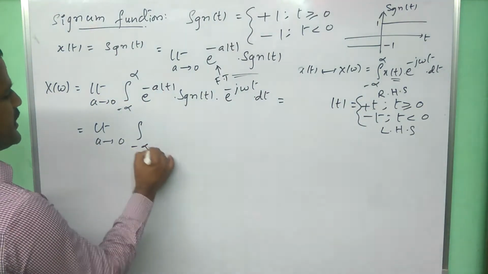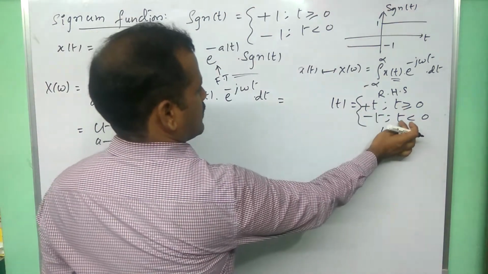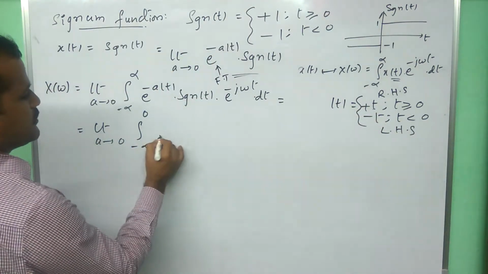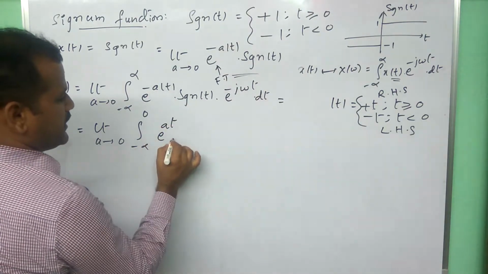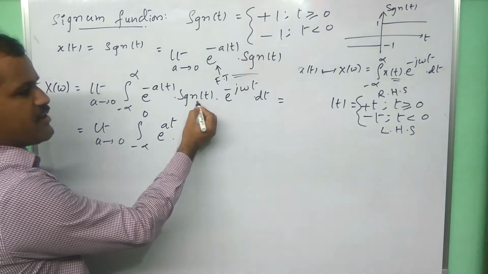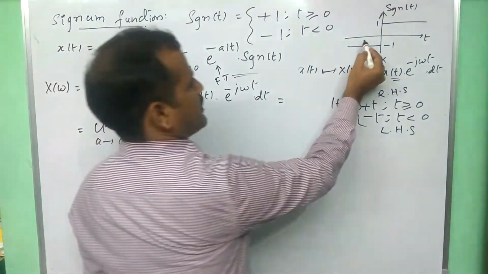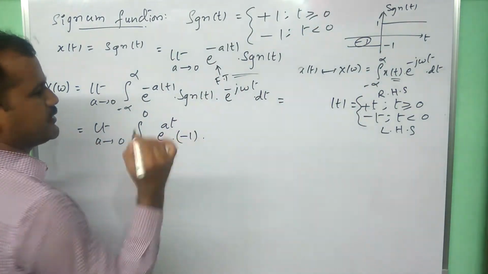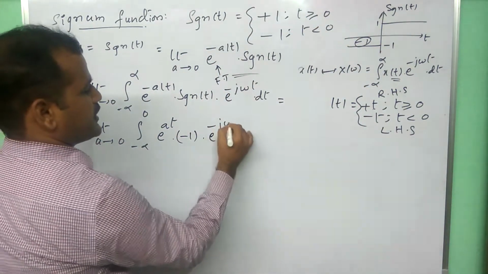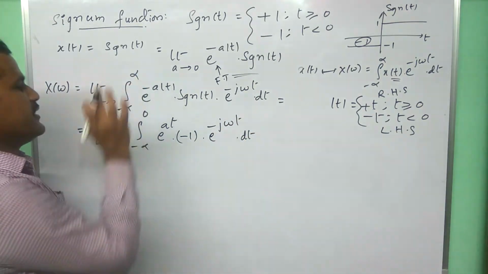So minus infinity to 0. Here mod t, for t less than 0, is minus t. So e power minus a times minus t gives e to the power of plus a t. And what about the signum function? When t is less than 0, the signum function is minus 1. So let us take the value minus 1 here, and e to the power of minus j omega t. This is the first term of dividing this integral.